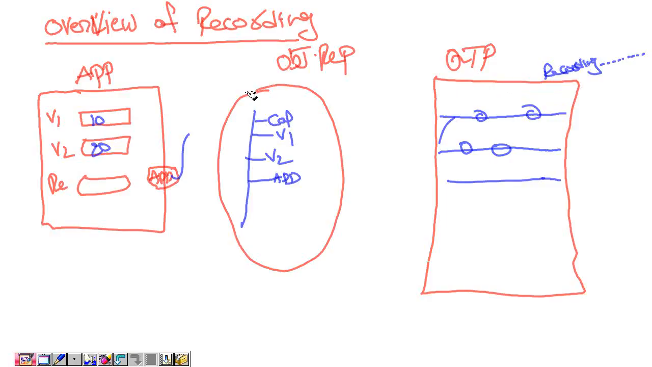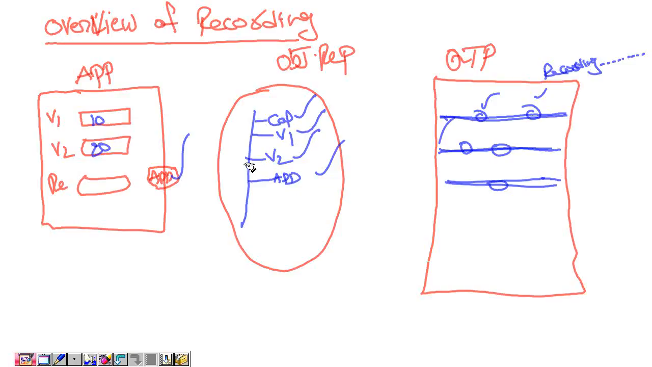In that situation, if you perform some actions, enter the 10 value, enter the 20 value, click on the add button, like that some actions we need to perform. Each and every action-related statement will be generated. That statement has some objects, and those objects will be stored into the object repository automatically. This is what we call the overview of recording.